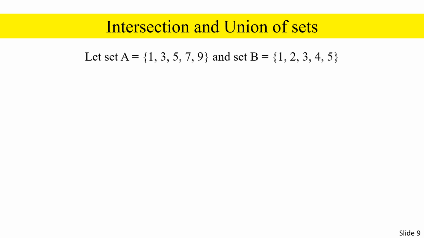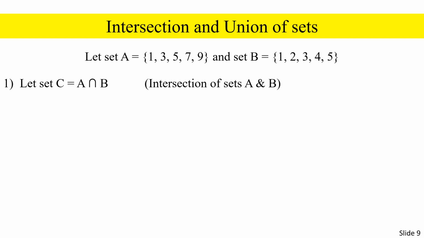Let's talk about intersection and union of sets. So let's let set A be 1, 3, 5, 7, and 9, and set B 1, 2, 3, 4, 5. So these are not equations. These are specific values in set A and set B. They're not inequalities. They are specific groups of numbers or items. It doesn't have to be numbers.